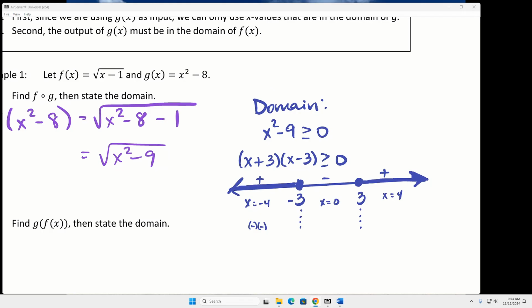All right, now I wrote all my answers in interval notation. You can do inequalities if you want to, but this one is going to go from negative infinity to negative 3, and we are going to include negative 3. And then go from 3 to infinity. All right, any questions on that?